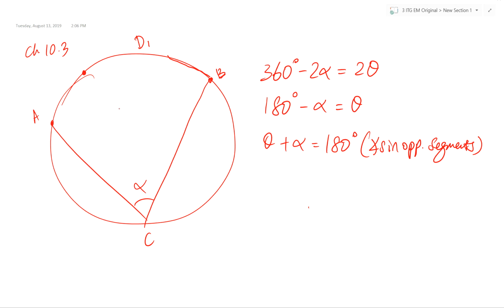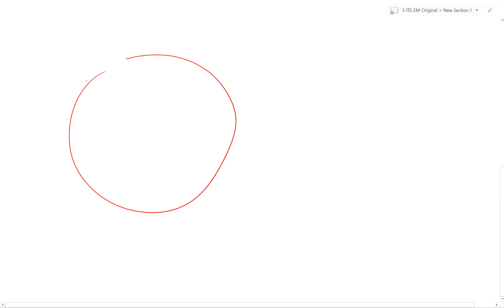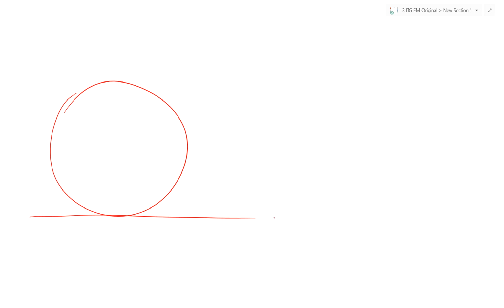Okay, next. If I have a circle, okay, class, watch. I'm going to draw a tangent line to a circle. Okay? So the tangent line only touches at one point only. And can you all see exactly where it is?